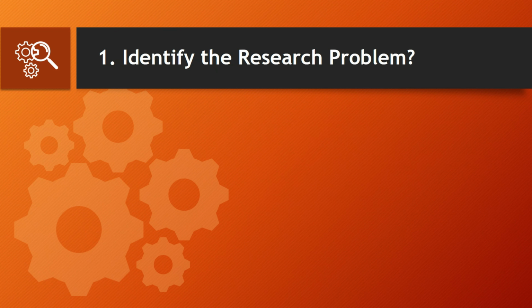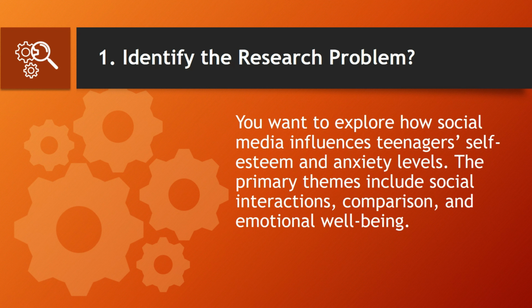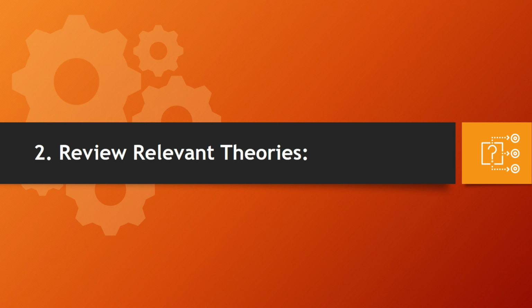After selecting the research topic, the next step is 1. Identify the research problem. You want to explore how social media influences teenagers' self-esteem and anxiety levels. The primary themes include social interactions, comparison, and emotional well-being.